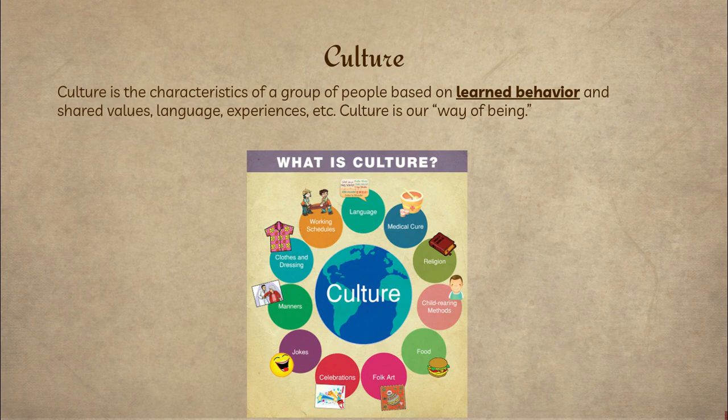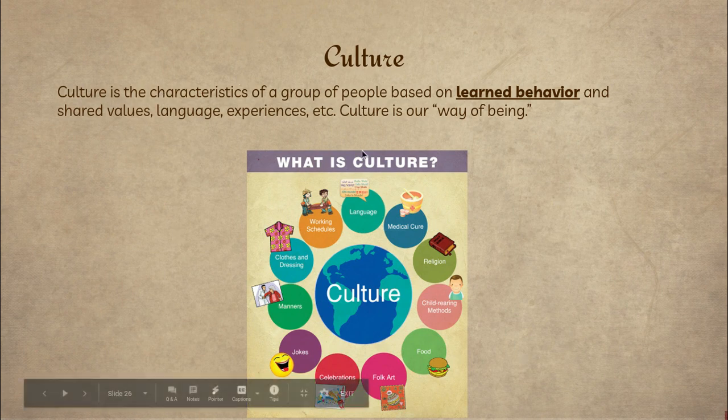So some of the things that make up culture, some of the elements: language, medicine, religion, how we take care of children, food, art, celebrations, jokes, manners, fashion, right? And work schedules. If you put all of these together and more, you make up a person's culture. So we can use some of these elements to describe a place.